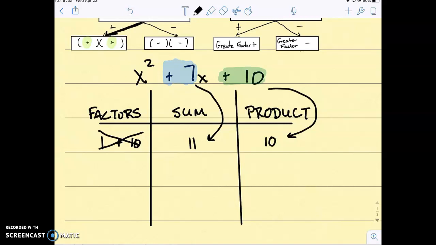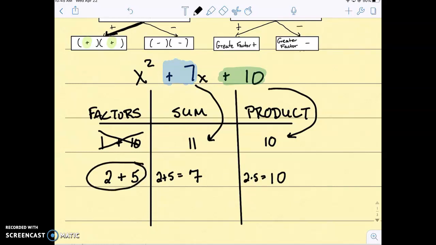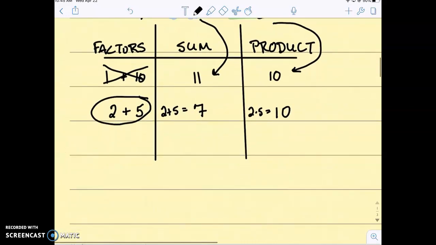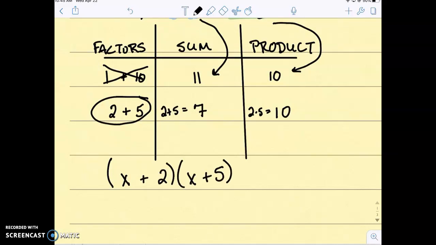What are other factors of 10? What times what is 10? The next set of factors is 2 and 5. 2 plus 5 is 7. 2 times 5 is 10. So since 2 plus 5 is 7 and 2 times 5 is 10, these are the factors that I use. In my quadratic, I would write x plus 2, x plus 5.